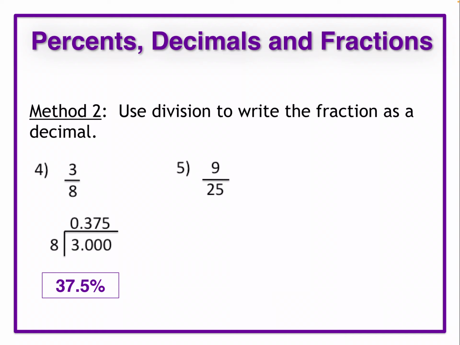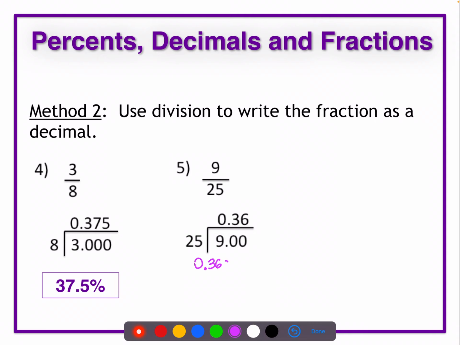On problem number 5, we have 9/25. Even though 25 is a denominator that's a factor of 100, you can still use the division method. So we divide 9 by 25, and you will find that the answer is 0.36. So this is a decimal. Remember, to convert from decimal to percent, you multiply by 100, so that will be 36%.